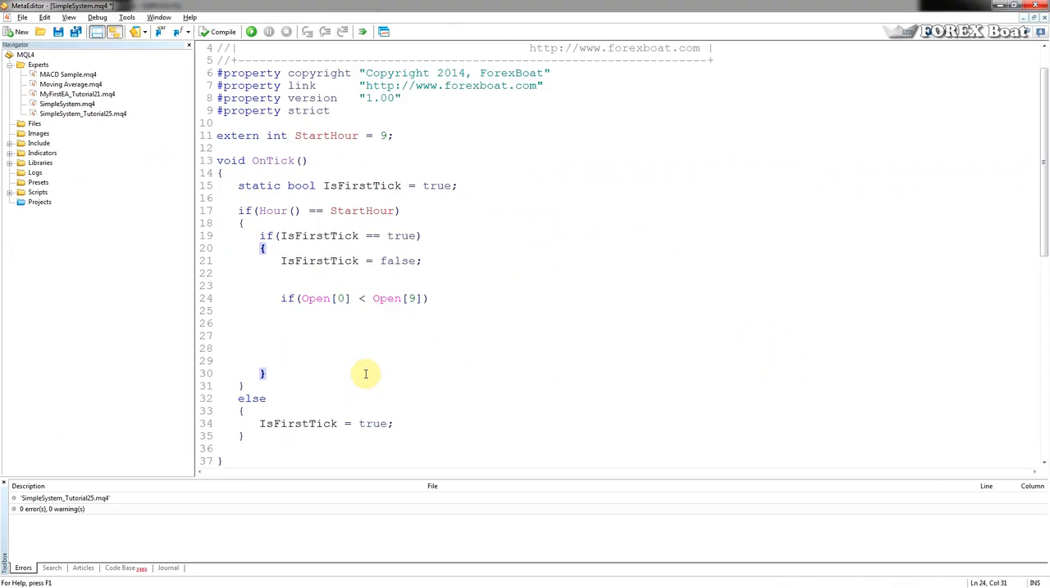But we can enhance this a bit more by checking the following condition. Instead of checking open number 9, we want to check open start hour, because start hour is 9. But if, say, the trader changes start hour to 10 or to 12, we want this value to change as well. So we're going to replace this 9 with start hour. I really hope that makes sense, that we're actually replacing a 9 with a 9, but a parameterized 9. So this can now change if the trader changes it, and makes the algorithm more versatile.